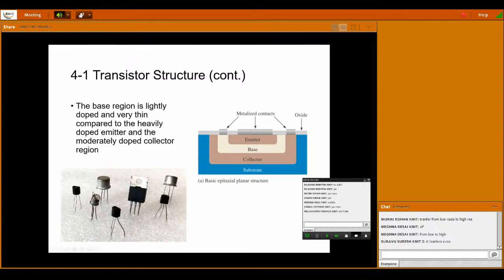It is a silicon transistor. Now, are you able to see my arrow or cursor here? Are you able to see my cursor here, everybody? Yeah.